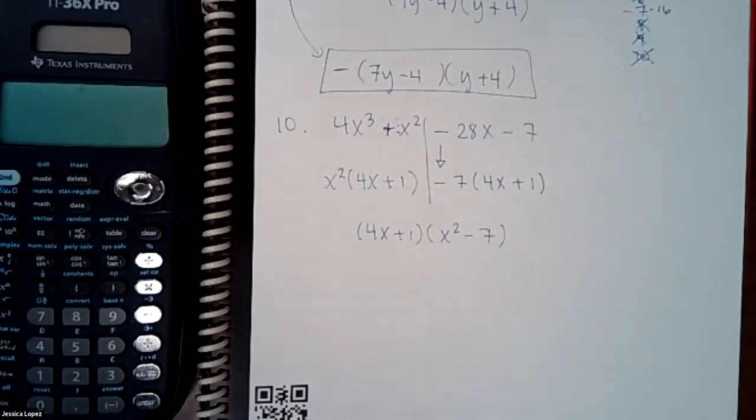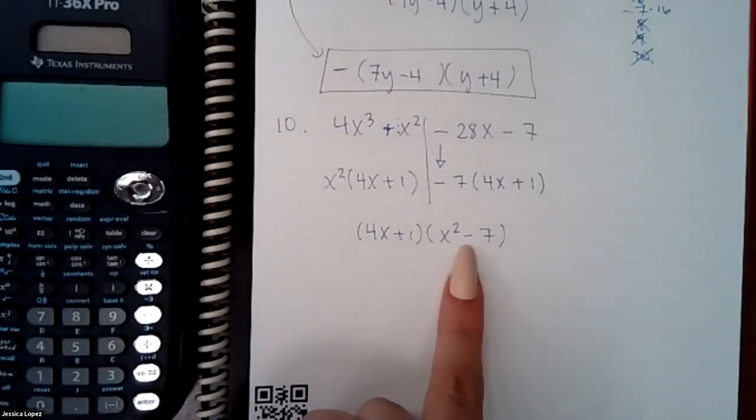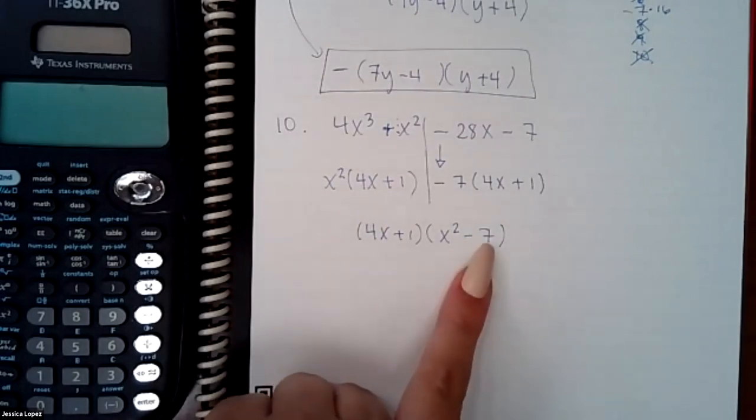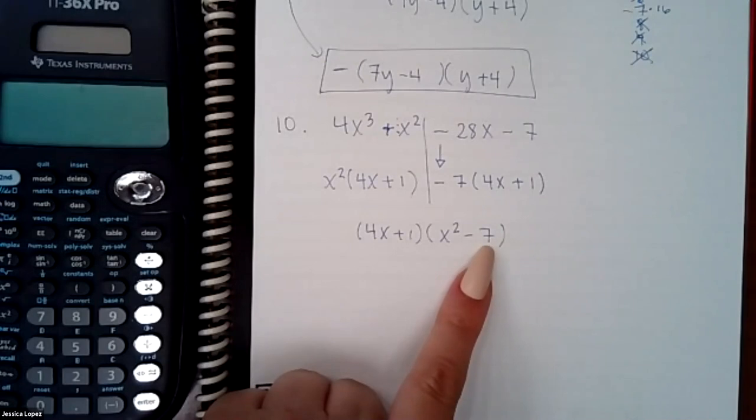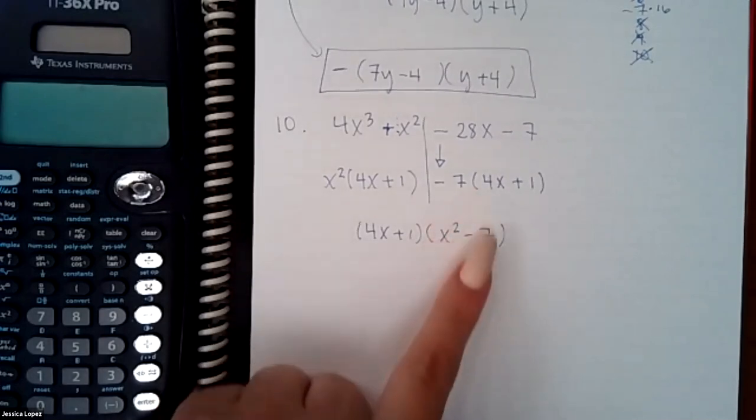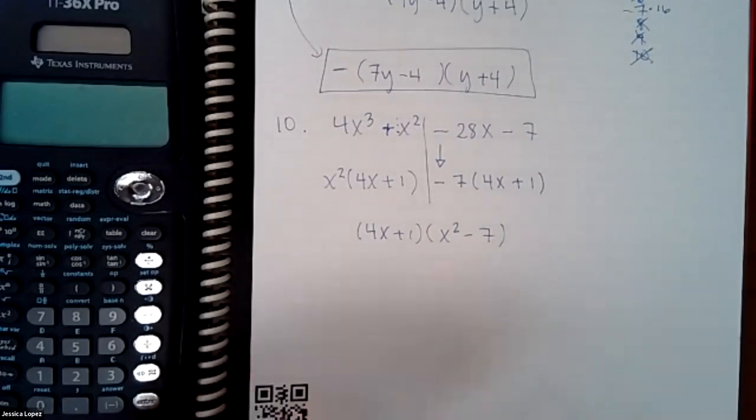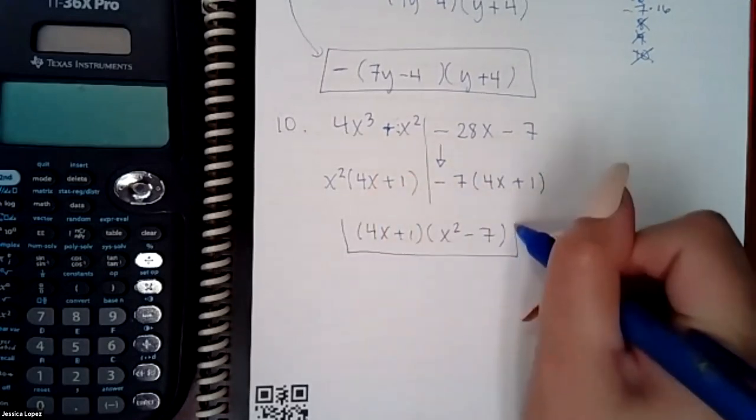Now, I would ask myself, does this fit one of those formulas? But it doesn't, because this is not a perfect square. Now, had that been a 4 or a 9 or a 16 or a 25, a perfect square number, then I would have had to factor this factor even more. But because this is not a perfect square, it does not fit the formula. And so then I am truly done with this problem.